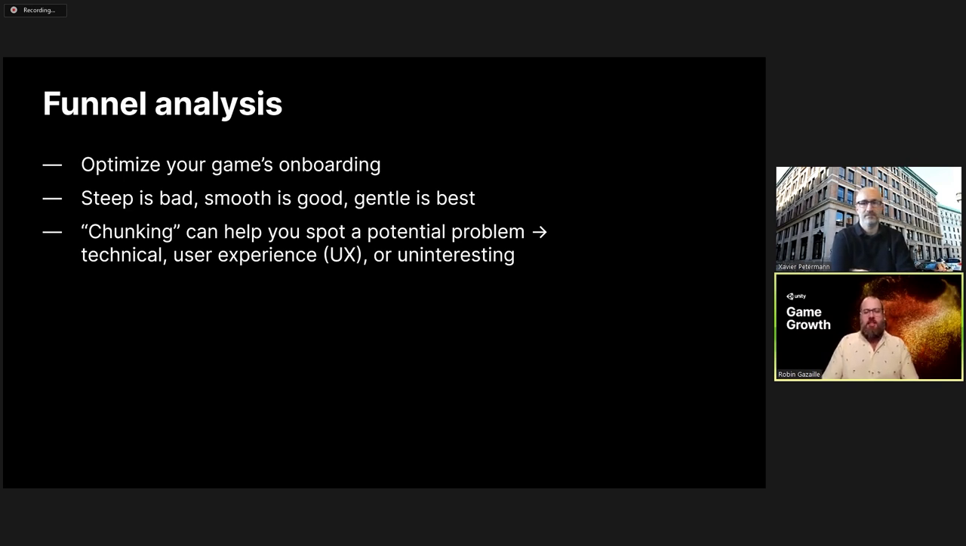In your graph, sometimes you can see chunking, meaning from one step to the other, a large percentage of players are dropping. These usually show a potential problem. It could be technical, like a crash. It could be user experience, like something your players didn't understand. However, sometimes it can also just mean that the player is not interested in your game. It's not his cup of tea. Using qualitative usability tests, like we'll discuss later, is a good way to assign a qualitative data point to a quantitative data point, like your funnel.